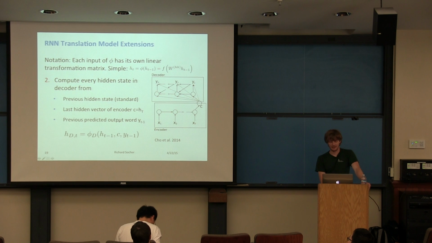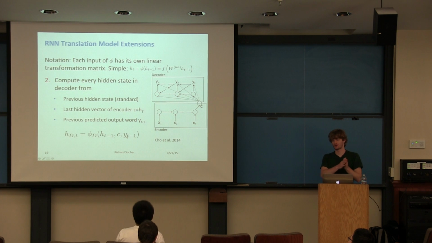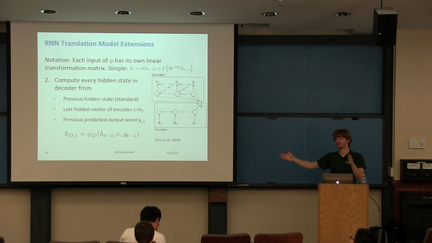And the other one, and this one is very interesting, is we will also make it dependent on the previous predicted output word y_{t-1}. So here we'll have a 1-of-k encoding. It's a very large vector, the size of our vocabulary. And basically, we can modify our decoder hidden state at each time step t based on which word we just predicted. And that will allow the model to not translate the same word over and over again. It'll actually tell the model that it's already translated that word, and it can move on to a different word.